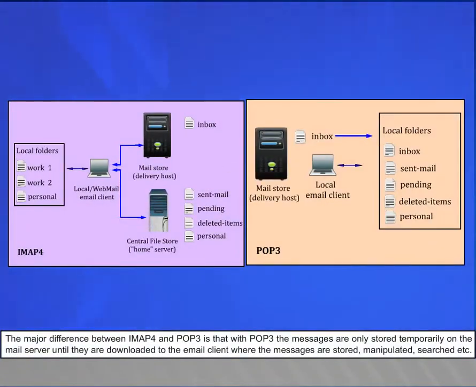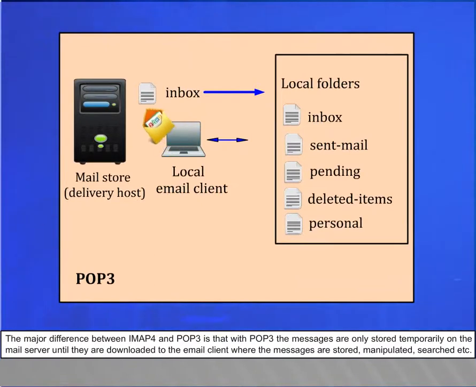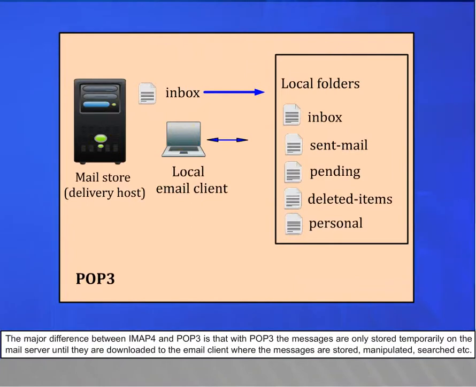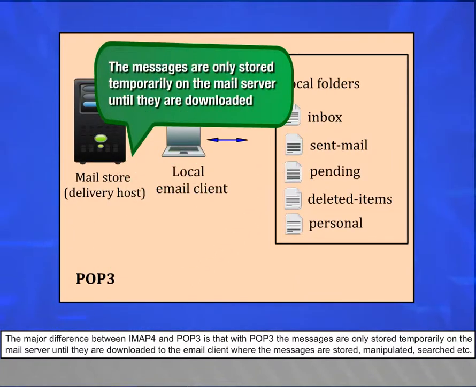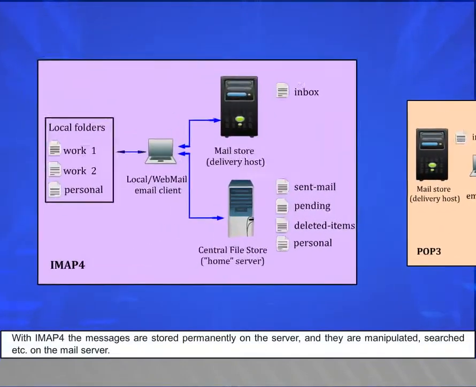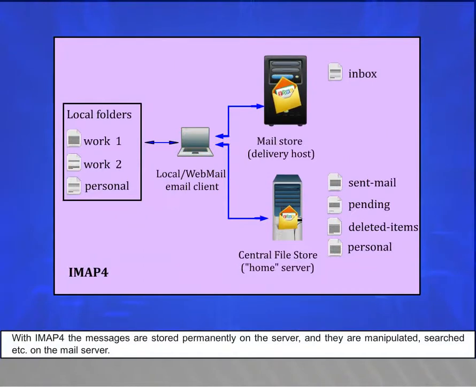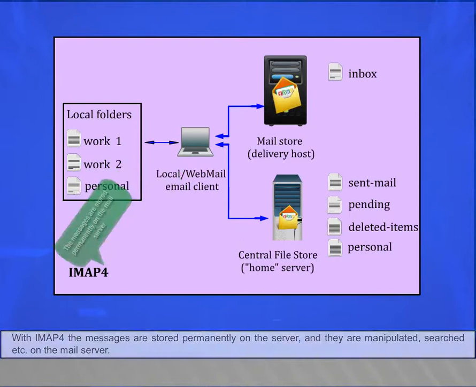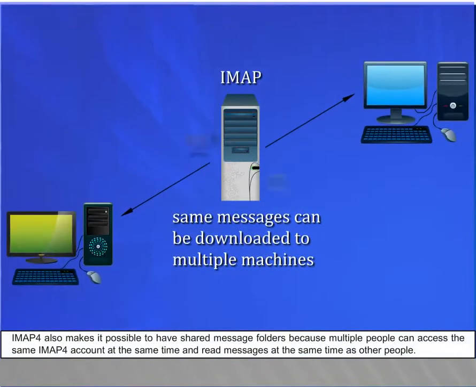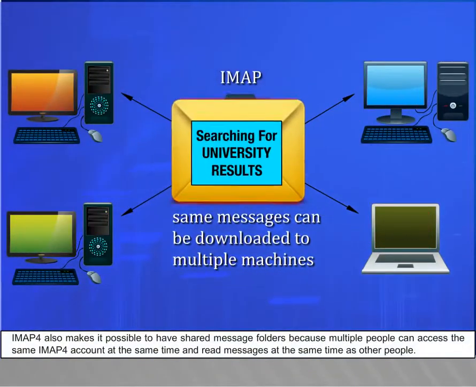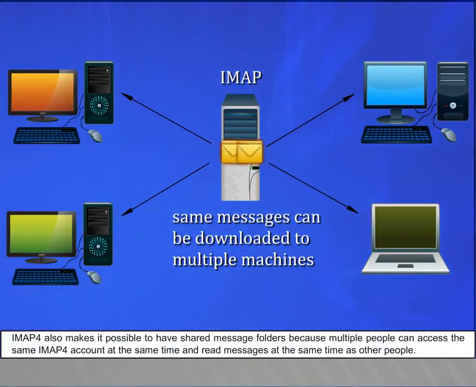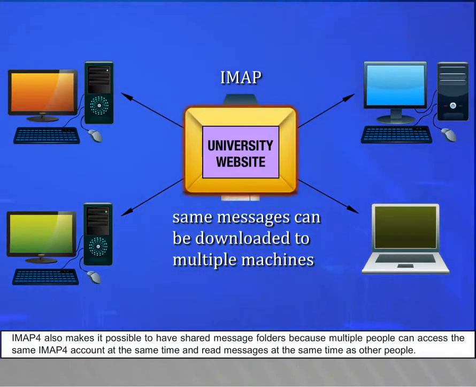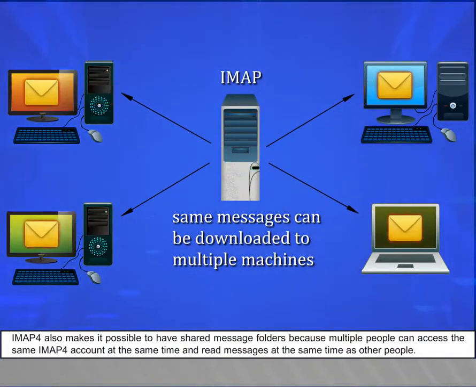The major difference between IMAP 4 and POP3 is that with POP3, the messages are only stored temporarily on the mail server until they are downloaded to the email client where the messages are stored, manipulated, searched, etc. With IMAP 4, the messages are stored permanently on the server and they are manipulated, searched, etc. on the mail server. IMAP 4 also makes it possible to have shared message folders because multiple people can access the same IMAP 4 account at the same time and read messages at the same time as other people.